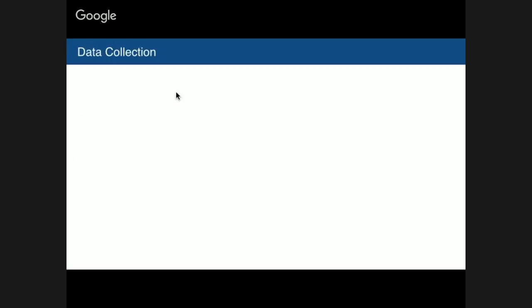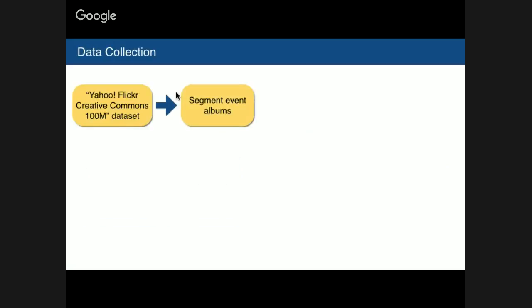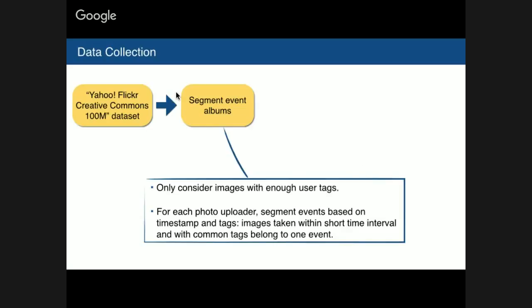Before I start with the approach and results, we have to introduce our data. Currently there is no available data set for this kind of problem, so we have to create the data set ourselves. We start from the Yahoo 100 million data set. That data set has a lot of metadata, for example, the photo uploader, the time the photo is taken, and also some images contain user tag data. We segment the event albums based on the timestamp of the image and also the tag of the image.